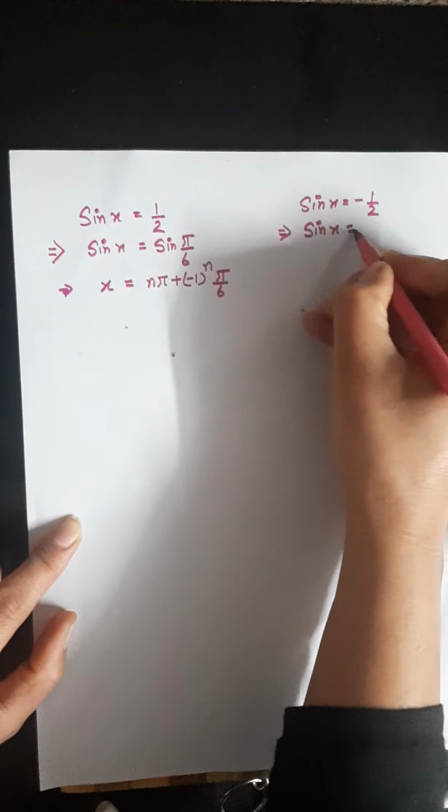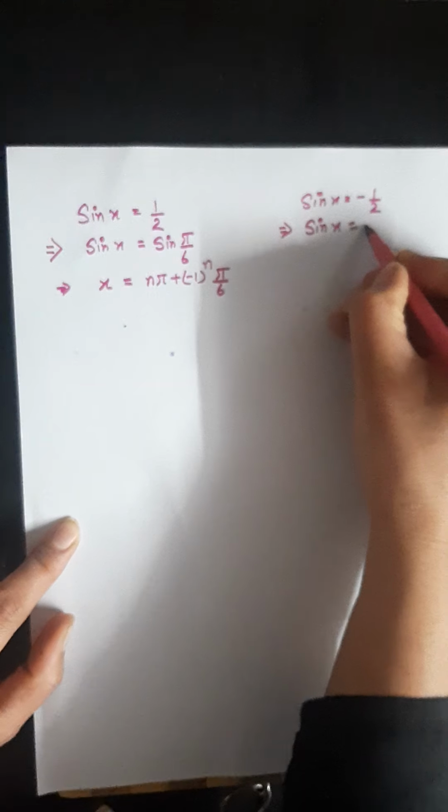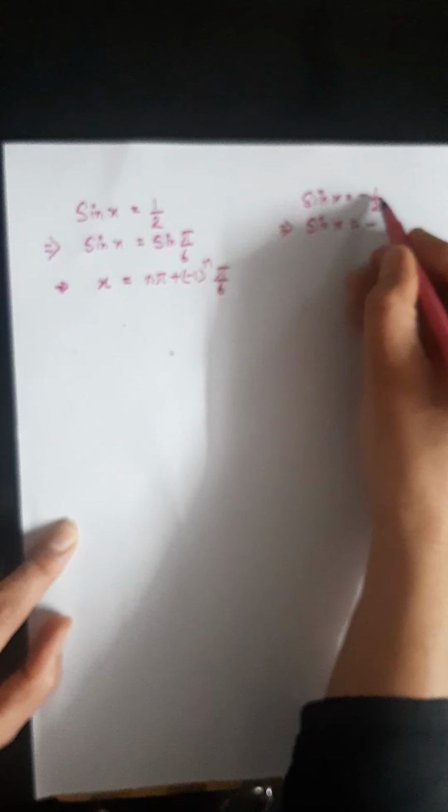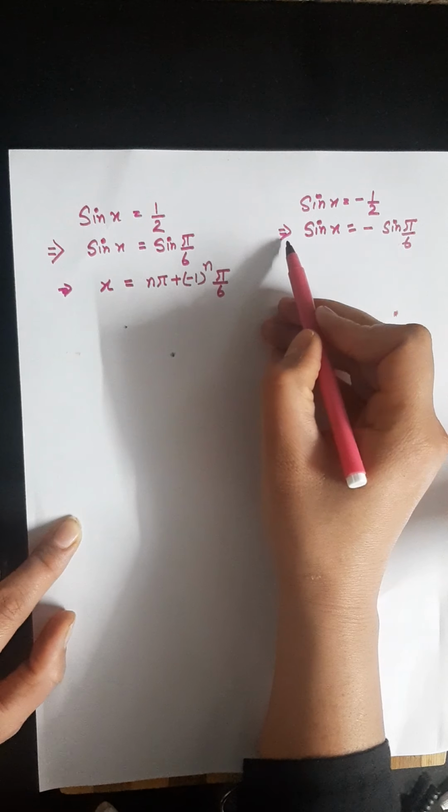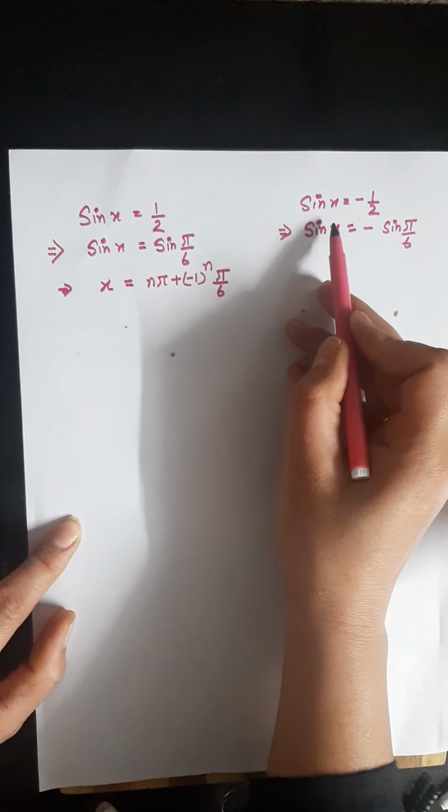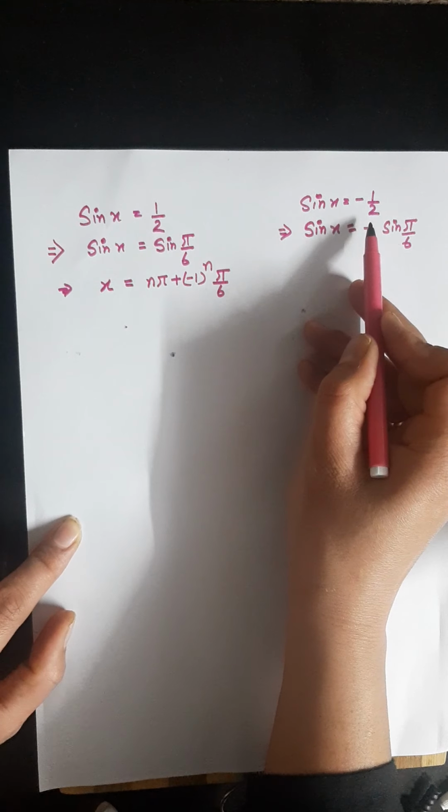Sin x is equal to, in place of minus I have written minus, and in place of half I have again written sine pi by 6. So I'm presenting it, I'm justifying every equality. Sine x equals minus half.